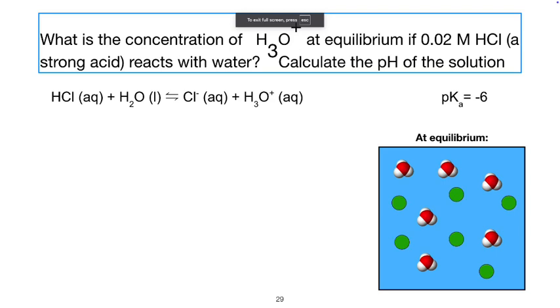Okay. So cool, new question. What is the concentration of H3O plus at equilibrium if 0.02 molar HCl reacts with water? Calculate the pH of the solution.